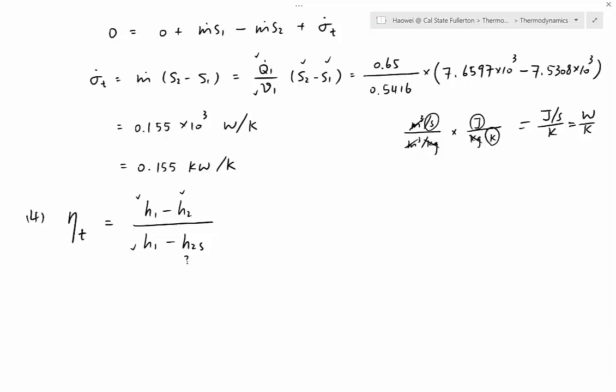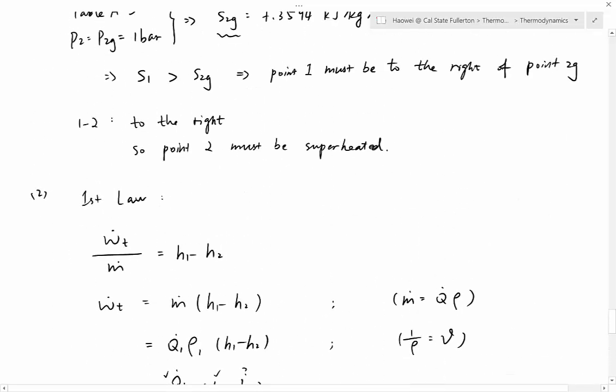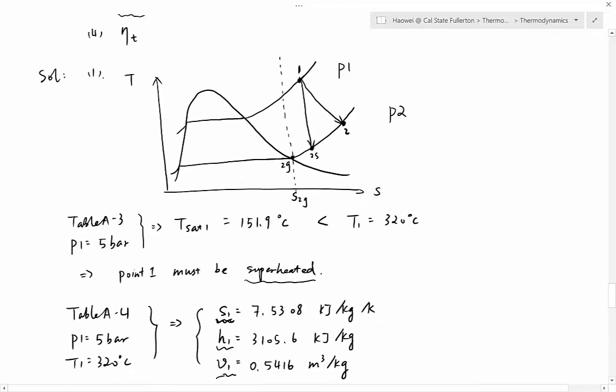The first question is, again, identify the phase of point 2S. Let's take a look. Go back to our diagram. And where is point 2S? Point 2S is to the right side of the vapor dome. So that means point 2S must be superheated. If it is superheated, then you have to go to table A4. When you go to table A4, you have to have two inputs. One of them has to be pressure. So what is the pressure of point 2S? We can see point 2S is on P2 line. So the pressure of point 2S must be equal to P2.